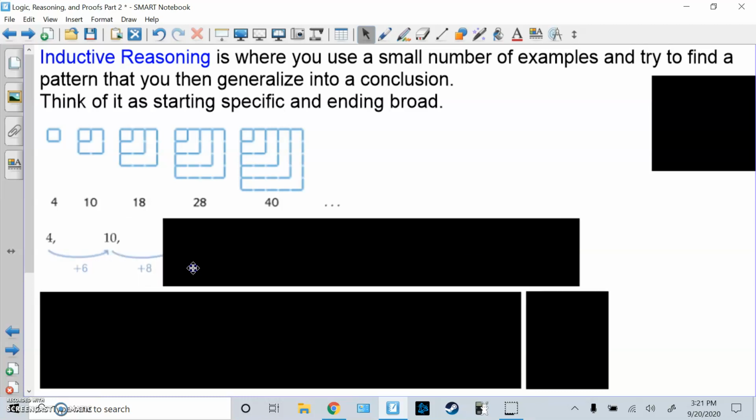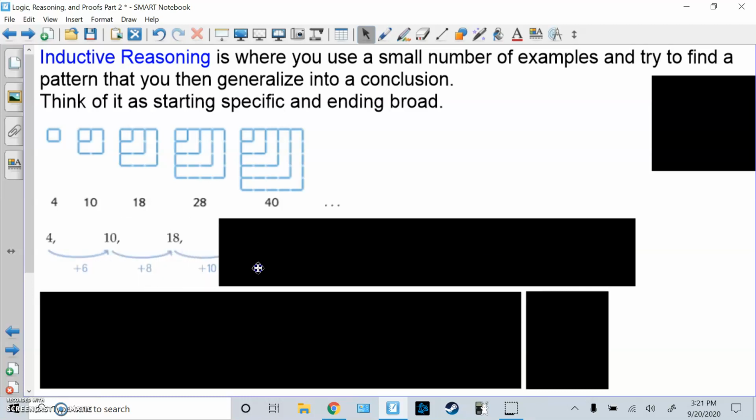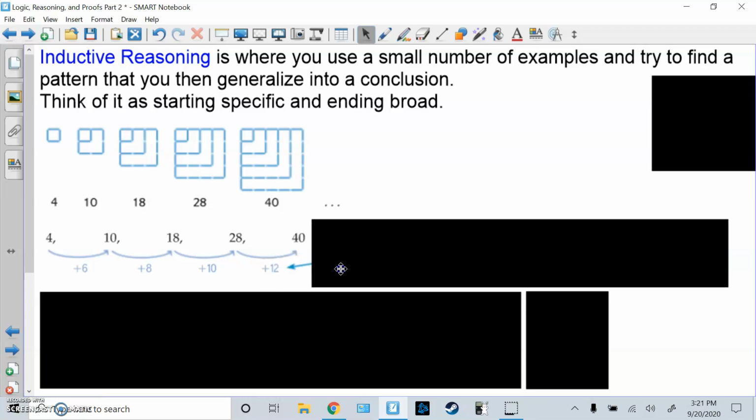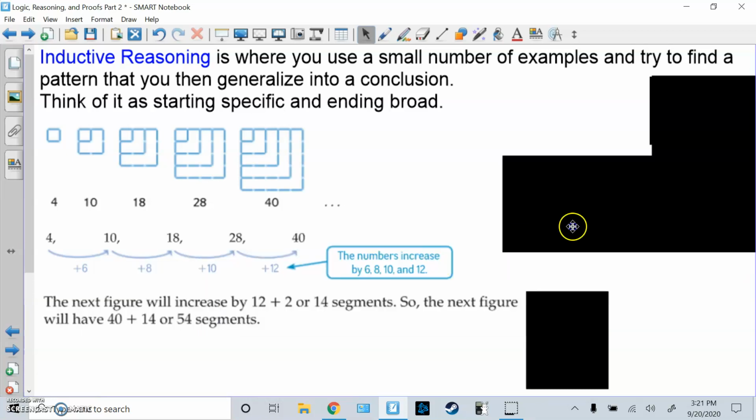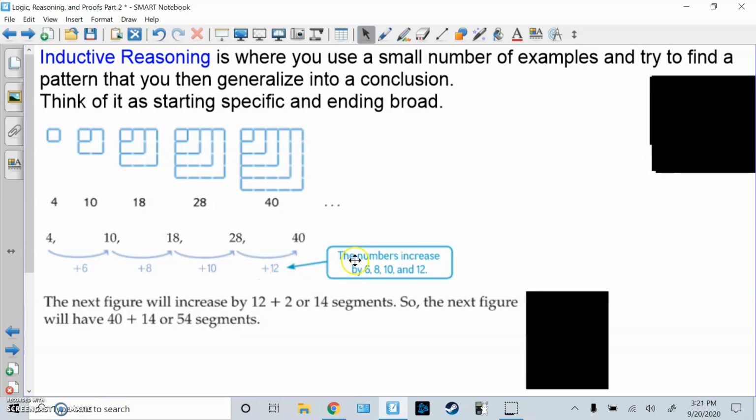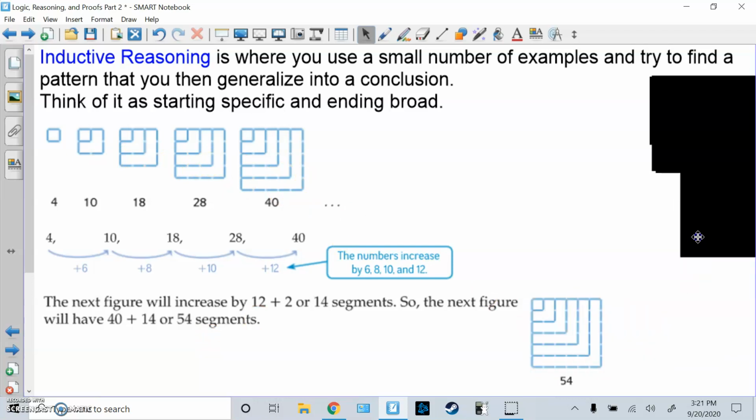So I noticed from 4 to 10 you had 6, from 10 to 18 you had 8, 18 to 28 you had 10, then you had 12, but it keeps increasing by 2. Alright, so I would assume the next one would be plus 14. So 40 plus 14 is 54 segments. That's my conjecture based on this pattern. And if I do draw it, and you count it out, it would be 54. So that's inductive reasoning.